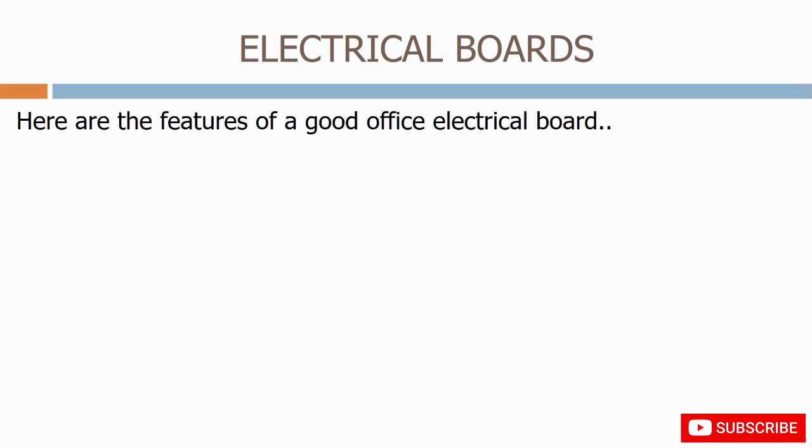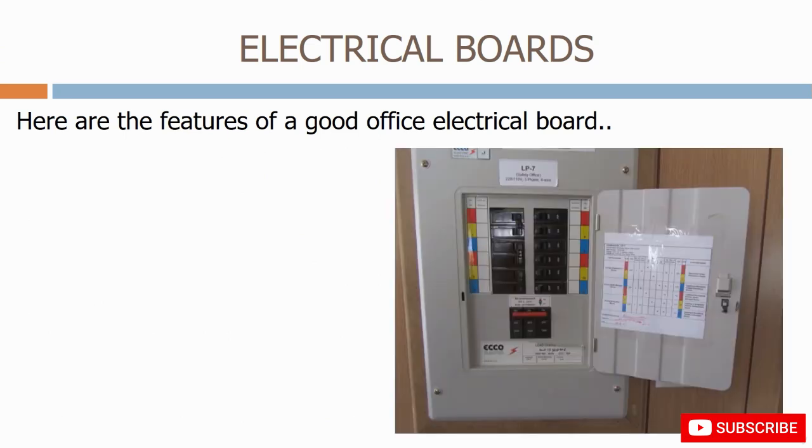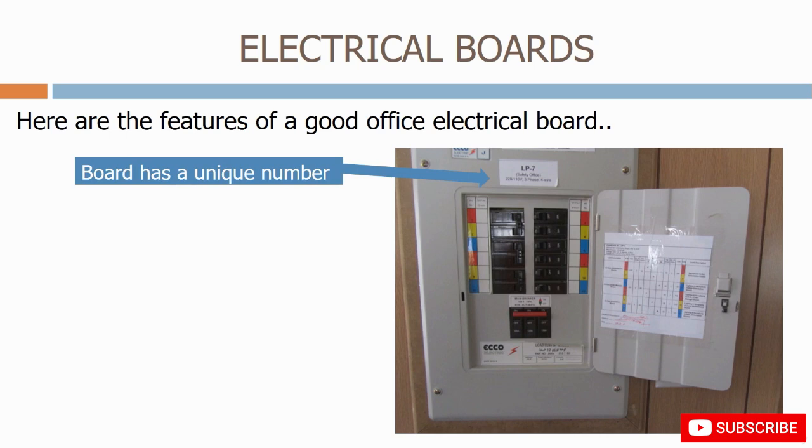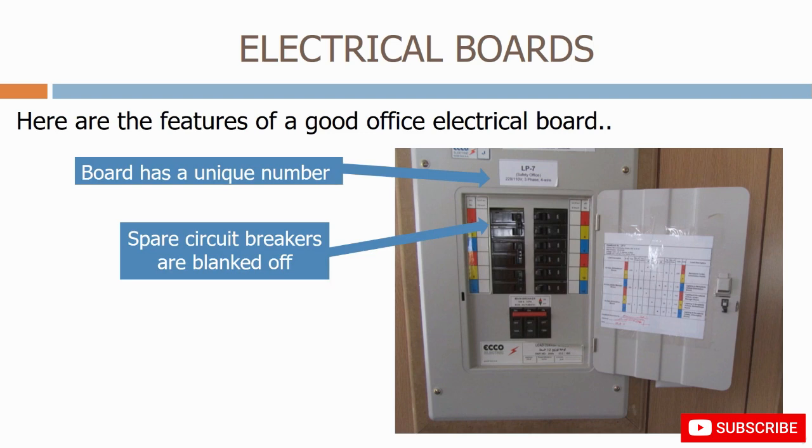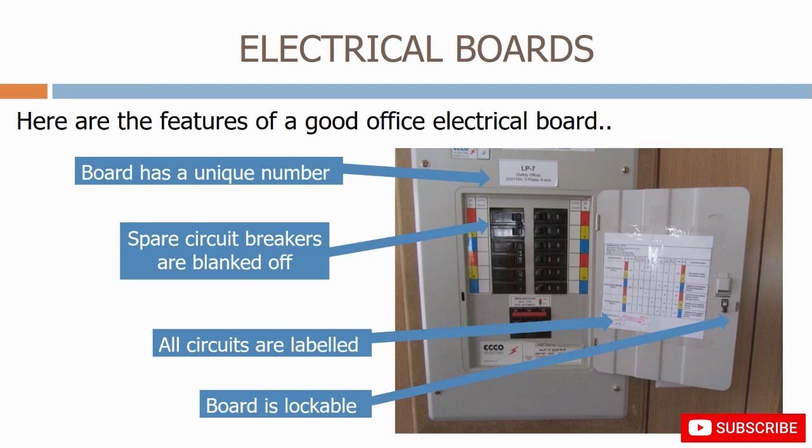Here are the features of a good office electrical board. Firstly, the board has a unique number to identify it. All spare circuit breakers are blanked off, so the live terminals behind are kept safe. All circuits are labelled. And finally, the board is lockable.